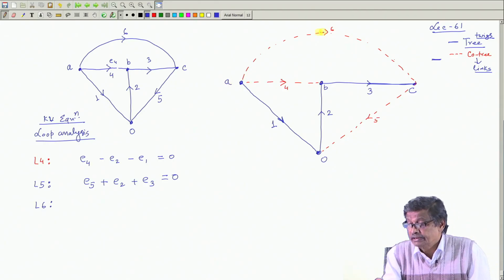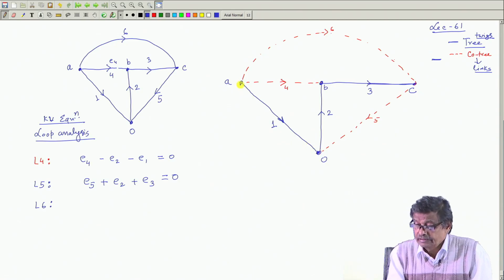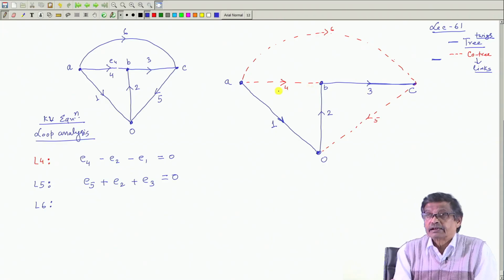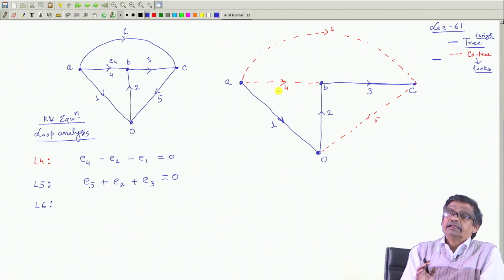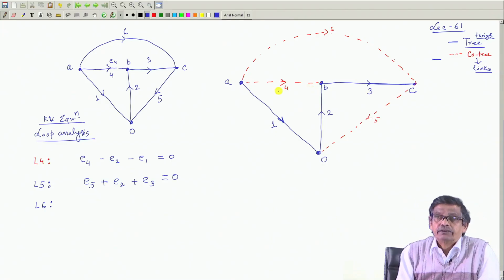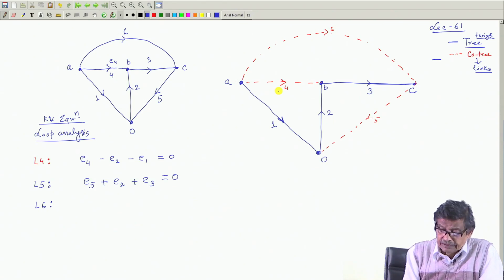So, I go by this, then this which is not a link, come down here, not a link, this is also not a link, this is a twig, and that is your correct loop formation. These three loops will be independent loops, as you can see. So, the KVL equation in L6, how am I writing it?